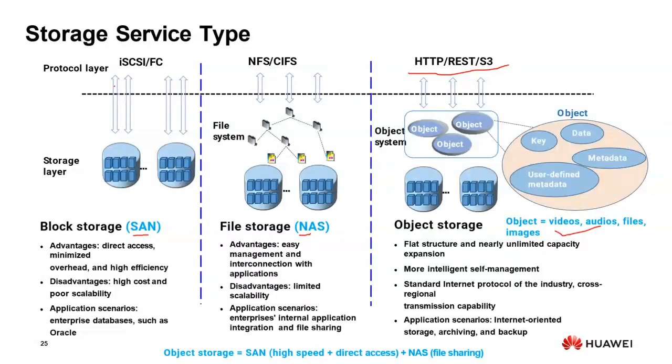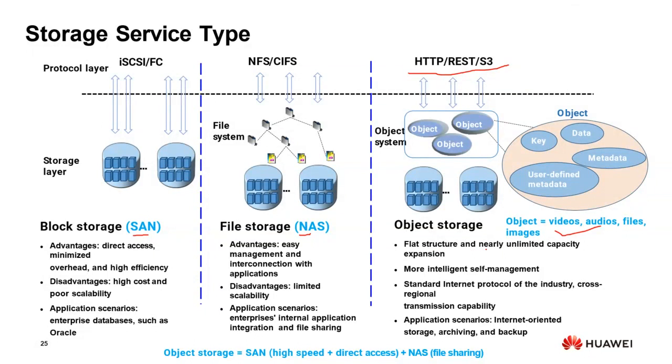Now, we already know about the SAN. SAN uses all these protocols. NAS uses these protocols, but we don't know the protocol that is used for objects. For object storage, it uses normal protocols like HTTP, REST, and S3 protocols. These are the protocols that are used in objects, so that at the end of the day, we have the ability to share files, have the high speed and direct access as we required. However, it still comes with some limited issues.